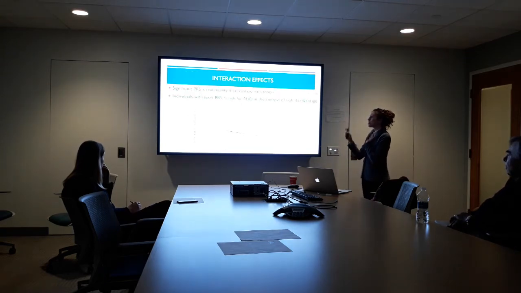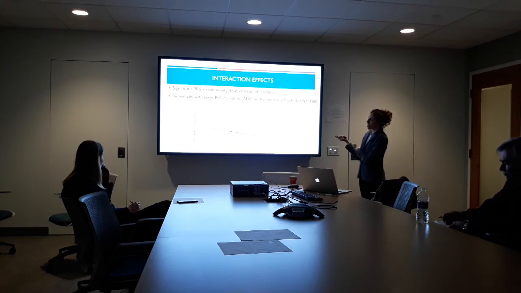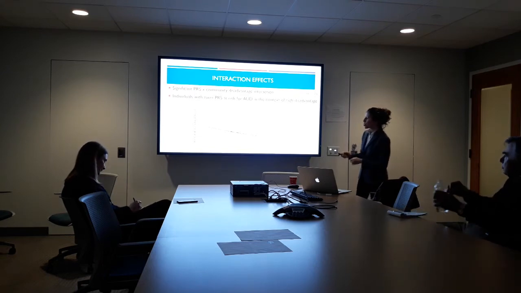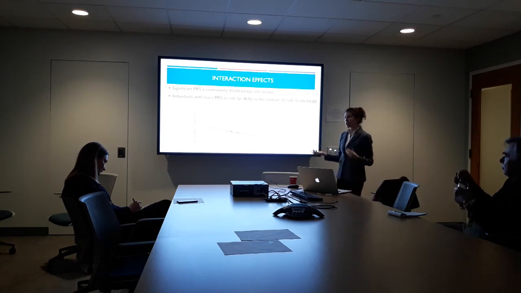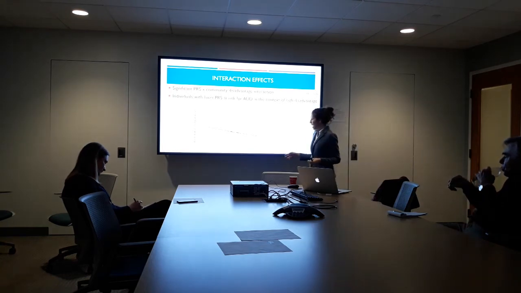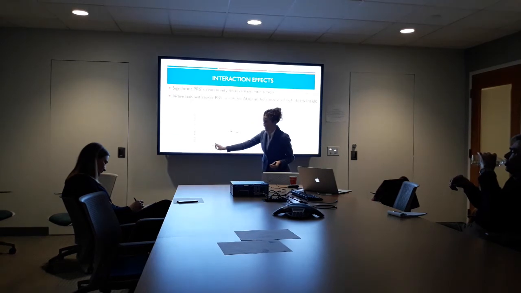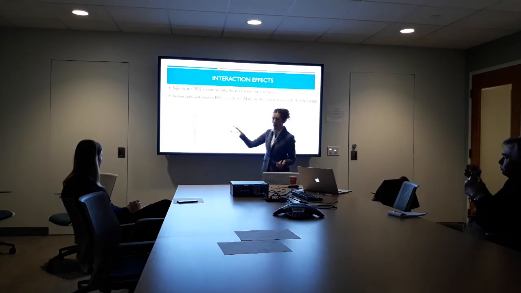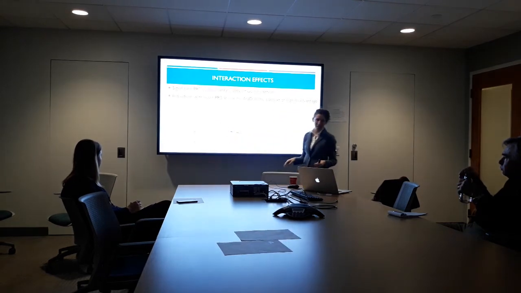So we found a significant internalizing PRS and community disadvantage interaction. In particular, and this was a bit counterintuitive and not what we expected, individuals with a lower internalizing polygenic risk score had a greater likelihood of developing an alcohol use disorder in high community disadvantaged contexts.